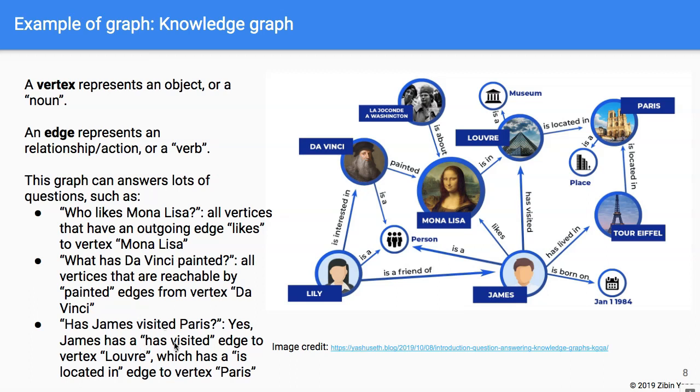And then finally, it can even answer questions that include multiple vertices, such as: has James visited Paris? Well, we can look at James. The place that he has visited is the museum, Louvre. And then we can also see that the museum is located in Paris. So by this small traversal here, we can see that James has in fact visited Paris, and that can be inferred in the graph.